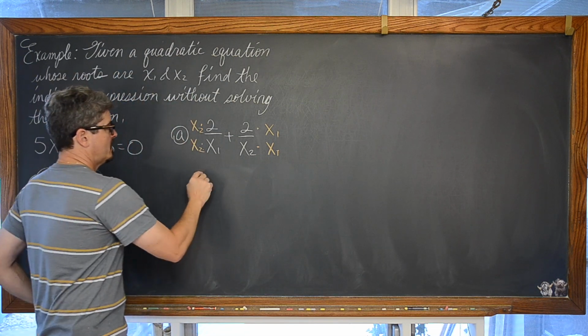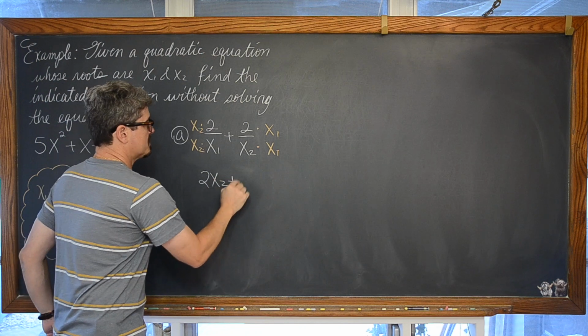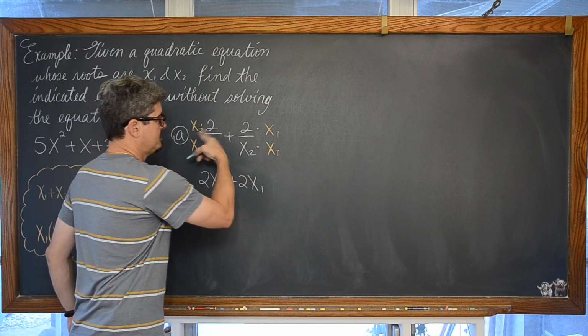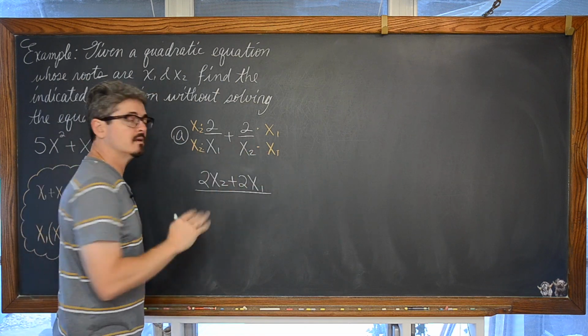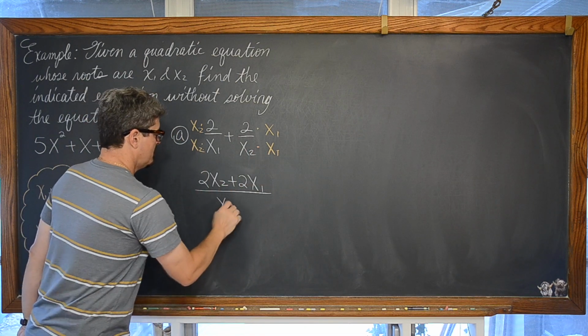What do we get? We have 2 times x sub 2 plus 2 times x sub 1. That's our numerator. And I'm going to write a big old fraction bar because, well, we just created that common denominator that we needed.